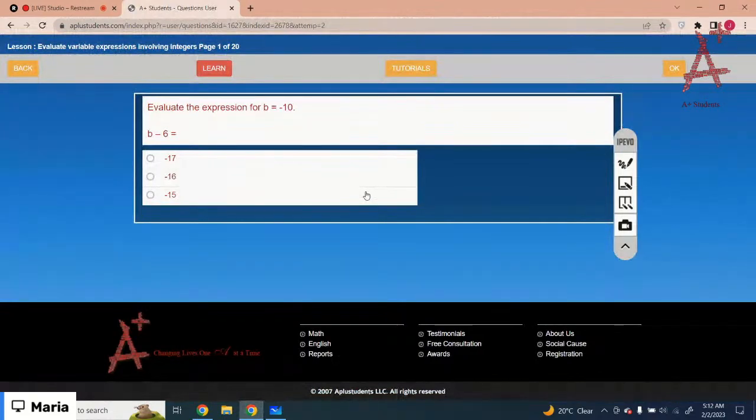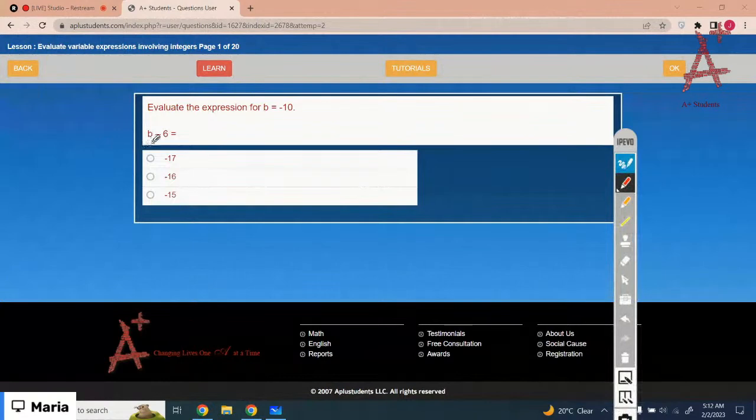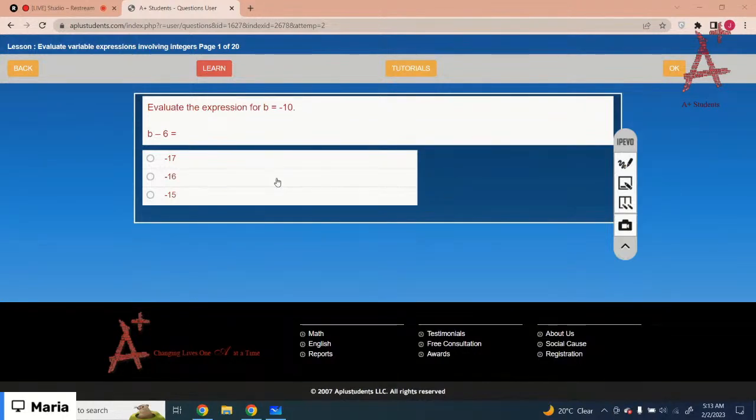Okay, the first one is evaluate the expression for b equals -10. The expression is b minus 6. Just replace the b with the value in the equation. So it would be -10 minus 6. The value is -10, and -10 minus 6 is -16. Got it? So the correct option is -16. Just select the correct option, then click on the OK button.